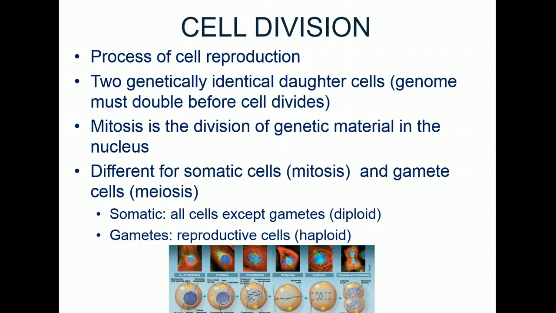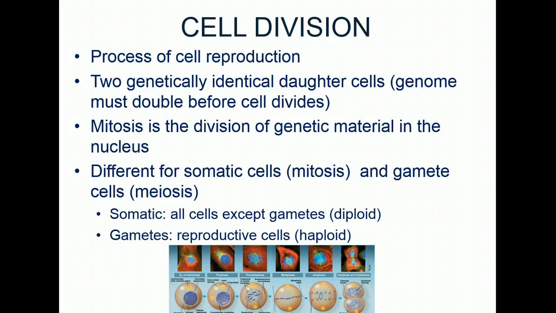The differences between these is that gametes are going to be haploid cells. And what that means is they only have one copy of every chromosome. Whereas in all the rest of the cells of your body, in your somatic cells, those cells are going to be diploid, meaning that they have two copies of every chromosome.